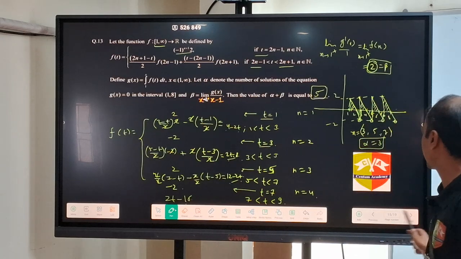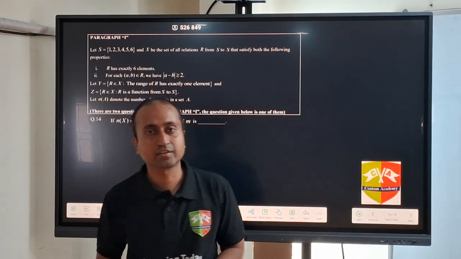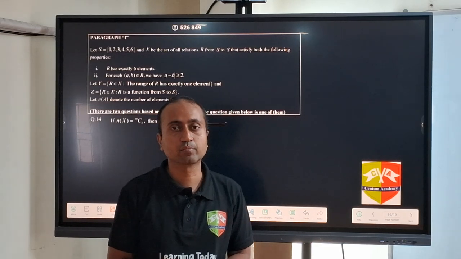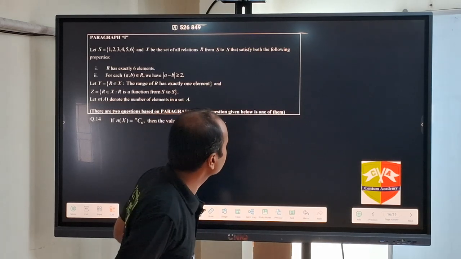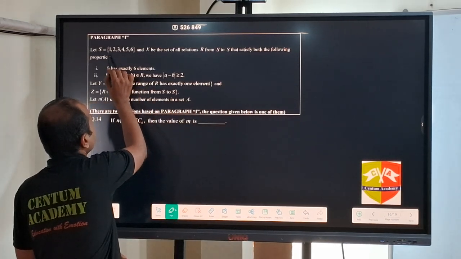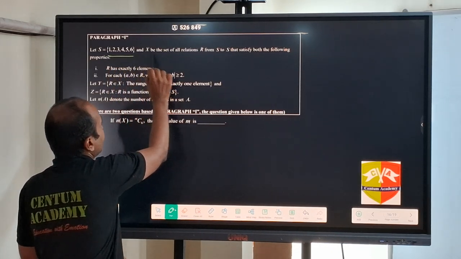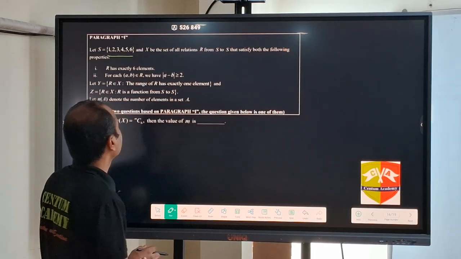Alright, let's move on to the next section, which is the comprehension based questions, and the answer to these comprehension based questions is actually numerical. Up to 2 decimals you have to round off if the answer is non-integer. Now, the first question is, let S equal {1, 2, 3, 4, 5, 6}, and X be the set of all the relations from S to S which satisfy the following properties.